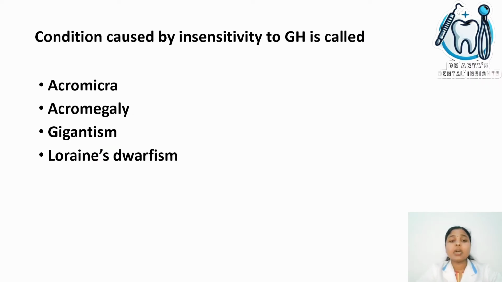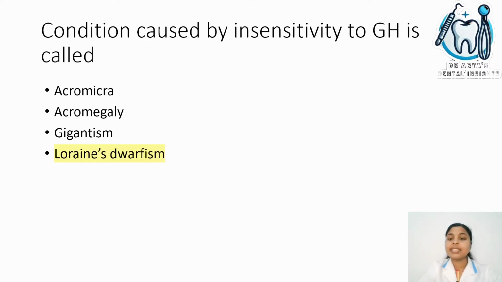Next one is the condition caused by insensitivity to growth hormone is called acromegaly, acromicra, gigantism, and Lorraine dwarfism. So the correct answer is Lorraine dwarfism. Explanations are already given. Okay. So what is a somatotropin? Somatotropin is another name of growth hormone, which is secreted by somatotropes of anterior pituitary.